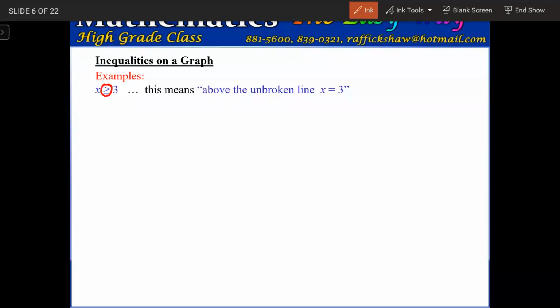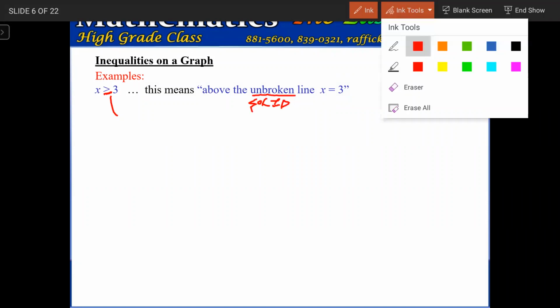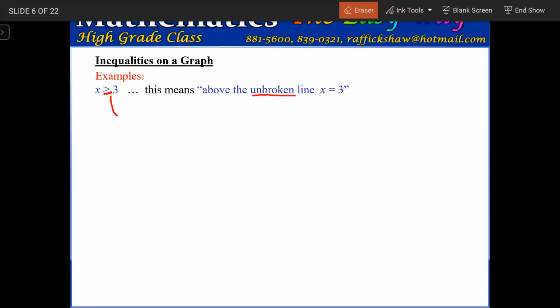The next thing is whether the line is broken or unbroken. In this example, because the equal part is there, the line is going to be drawn unbroken or solid. You can say you draw a solid line. So you want to use the word unbroken or solid.